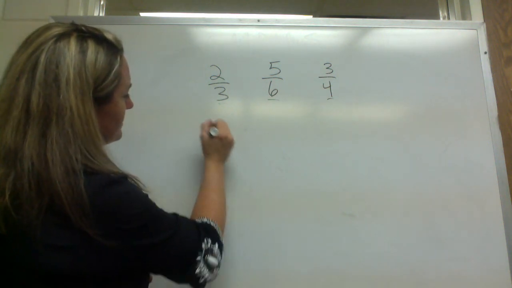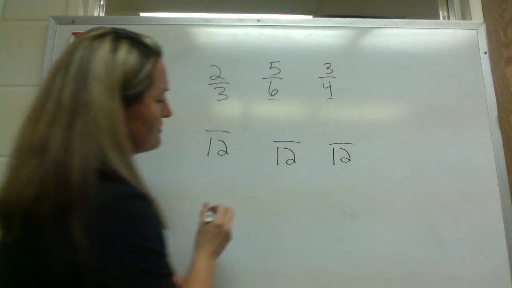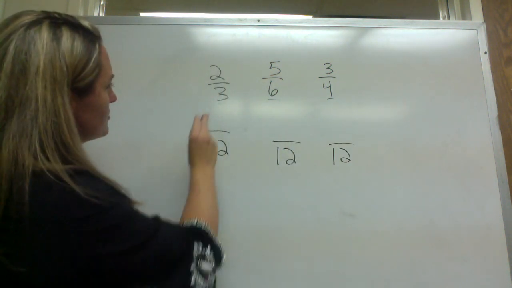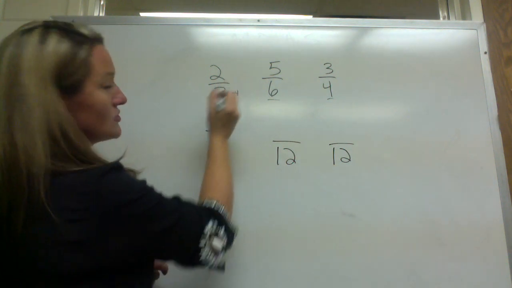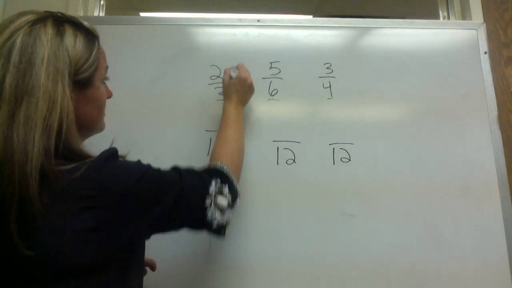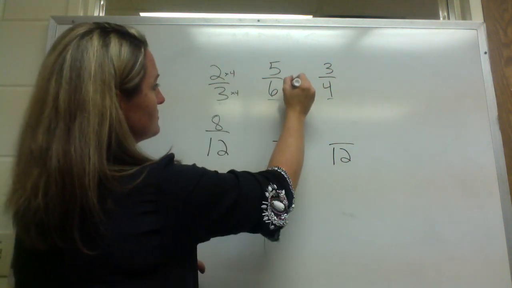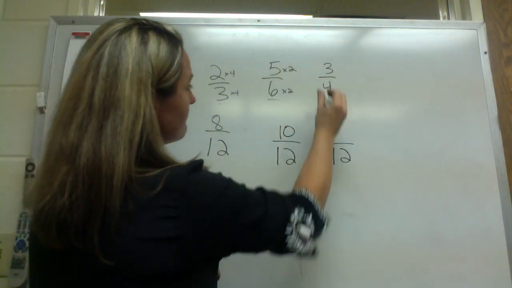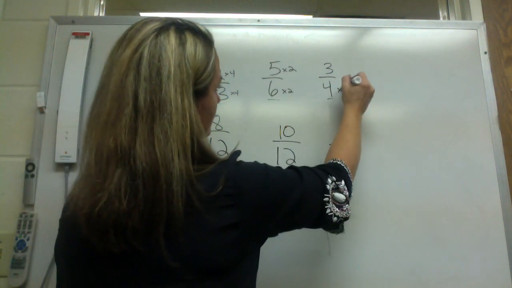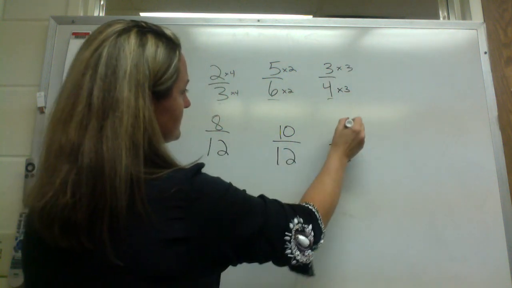So I'm just going to rewrite them underneath here. I know its least common denominator is 12. So 3 times what is 12? Times 4. So I have to do the same thing to the 2, times 4. That's 8. 6 times what is 12? Times 2. That's 10. 4 times what is 12? Times 3. So that's 9.